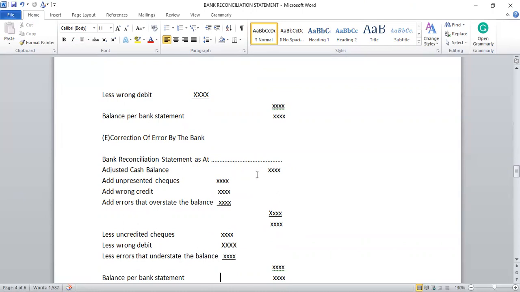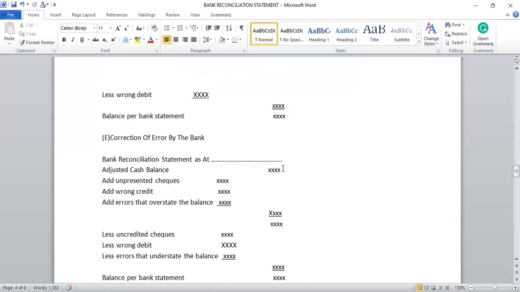You start with your bank reconciliation statement. Then you adjust the cash balance is there. Unpresented check is there. Then wrong credit is there. Then add error that overstates the balance. So you add that particular one to it. So when there's an error in the bank statement, then what? You add it to it. So this one, unpresented checks, wrong credit and overstatement of the balance. Then you add it, then you obtain this.